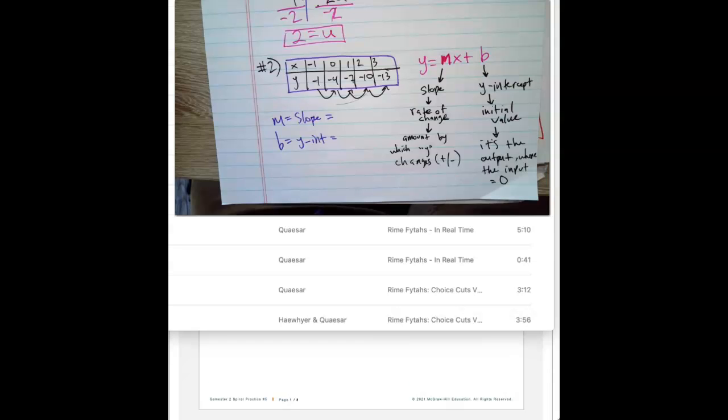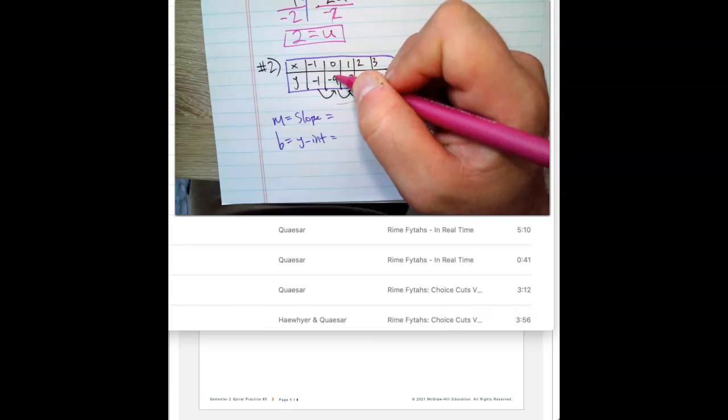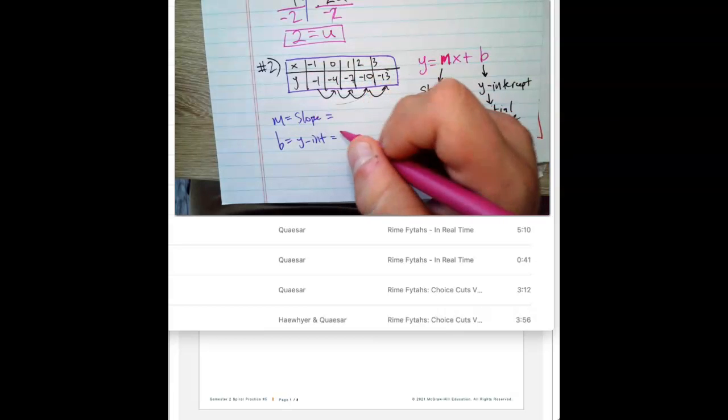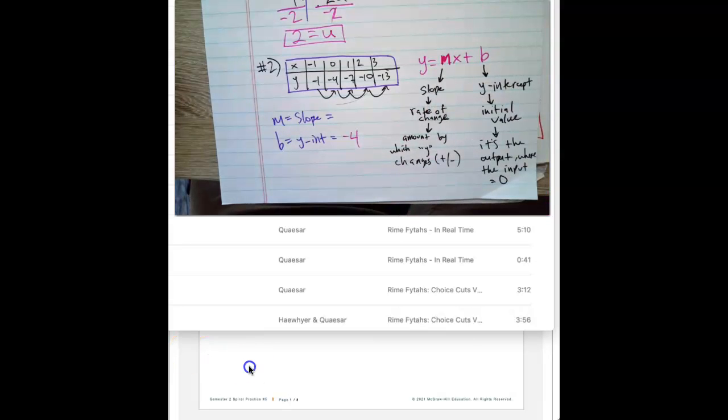Alrighty then, I see here, Alyssa, -4 is the y-intercept. Yes, good job. Thanks for that chime-in. Guys, find where the input is 0 and the output, -4, is your y-intercept. That's one of my blanks to fill in.